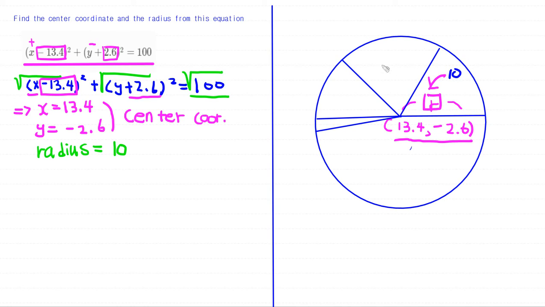We finally got the answer that the radius is equal to 10, and for the center coordinate, the x value is 13.4 and the y value is negative 2.6. And we are done.